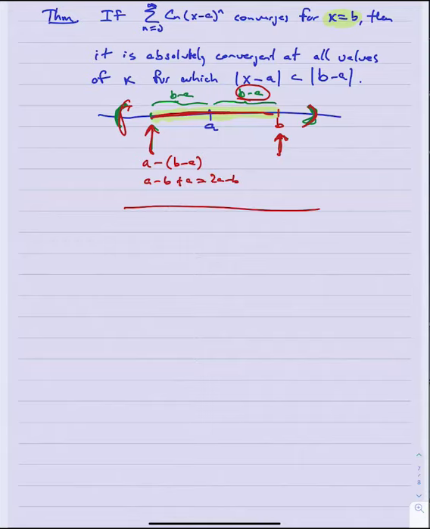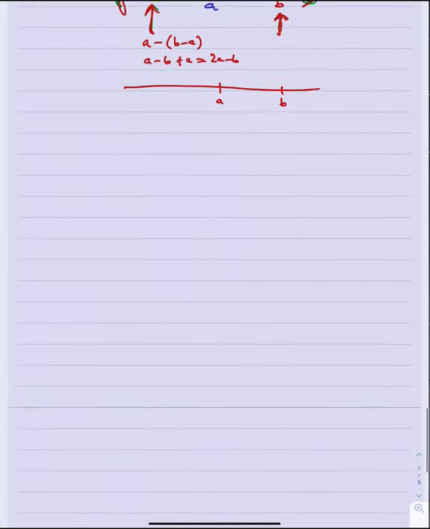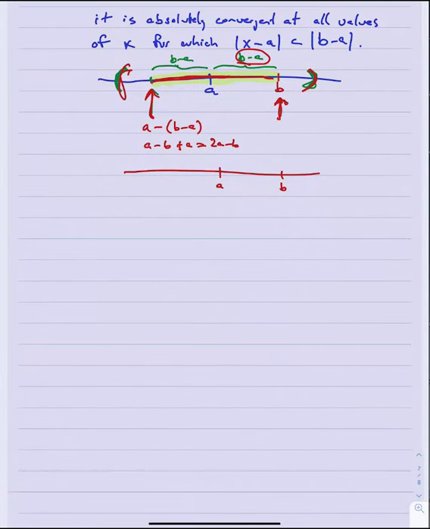So basically, what is this theorem saying? It's saying if the center is A, and I've tested this series and found it to be convergent at B, then it must also be convergent inside the interval that's symmetric around A with a radius of B minus A, which means the other end of this minimum open interval of convergence that I'm guaranteed would be 2A minus B. In other words, I am guaranteed convergence on the interval 2A minus B to B. In other words, I'm guaranteed convergence if x is between 2A minus B and B.